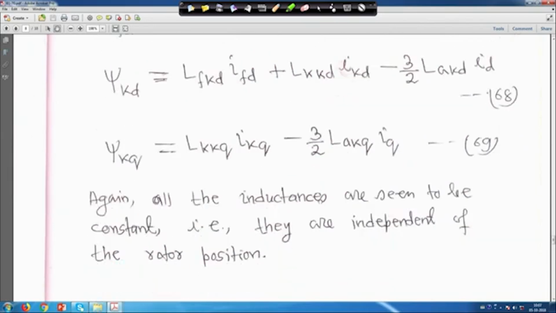Therefore, again all the inductances are seen to be constant, because here there is no question of theta. That is, they are independent of the rotor position, because theta is equal to omega r t or omega s t, because for a synchronous machine omega r is equal to omega s. So again all the inductances are seen to be constant, independent of the rotor position.